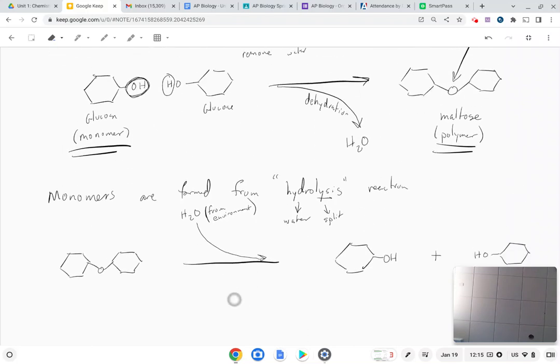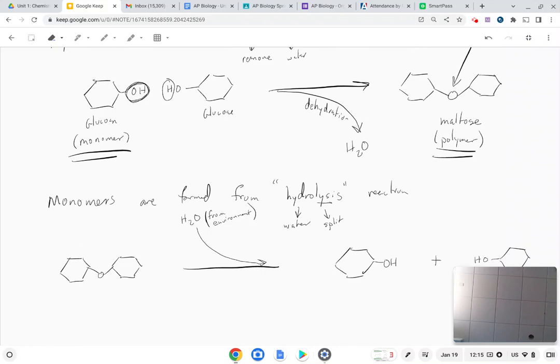So you guys can see that these two reactions are the exact inverse of each other. This one is just the reverse of this. Like if you went this way instead of this way, right?